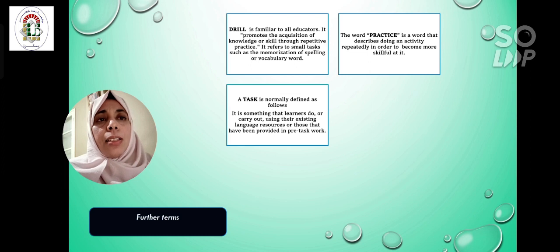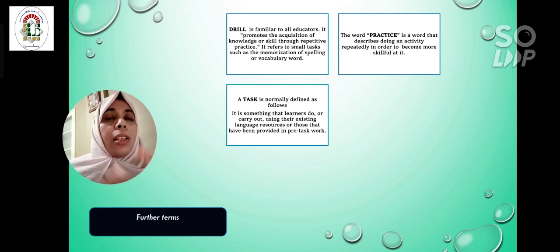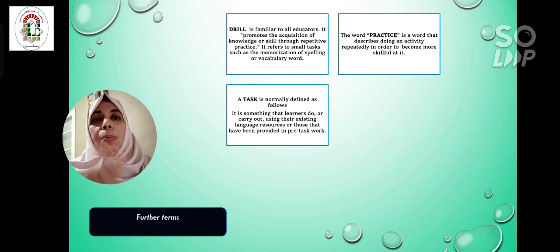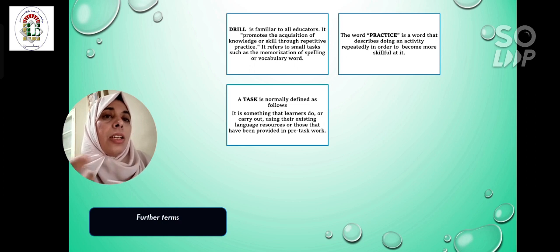Also, a task is normally defined as follows. It is something that learners do or carry out using their existing knowledge or language resources, or those that have been provided in pre-task work. So based on what you have learned, based on your prior knowledge, you are going to do a task. So the task can be done in the form of homework.